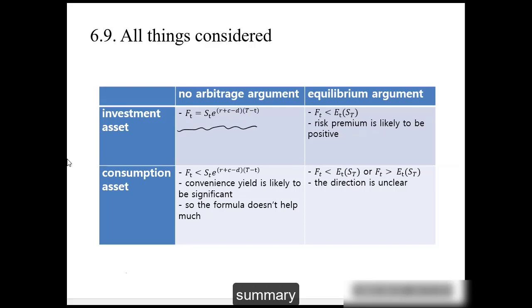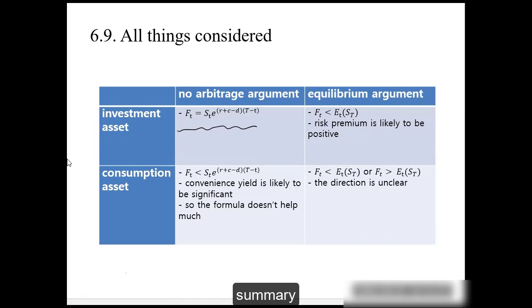However, this relationship doesn't work for consumption asset, because for consumption asset, convenience yield exists. Typically we cannot really calculate convenience yield, so it's just a concept. So all we can say is that if you exclude convenience yield and calculate this formula, then this one should be greater than the other side. That's all we can say. So the conclusion is, for consumption asset, forward price is lower than what we calculated otherwise.